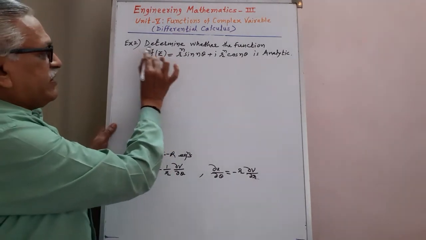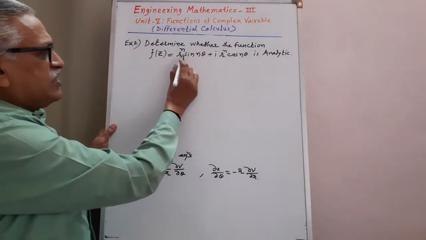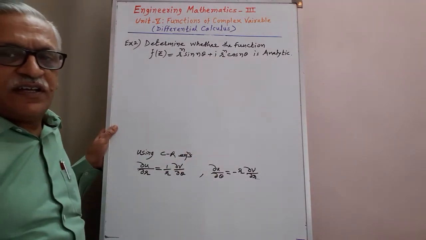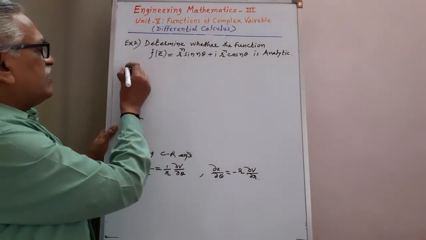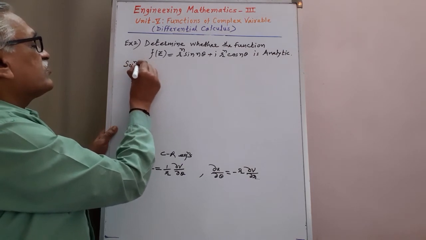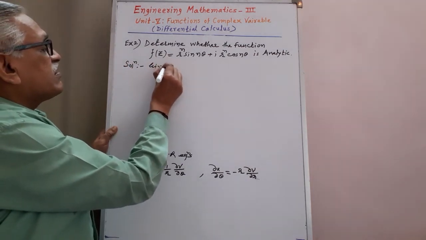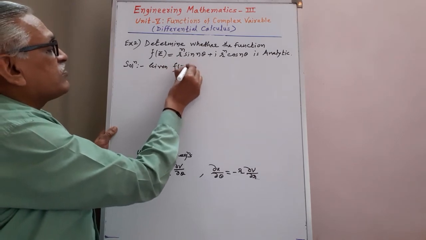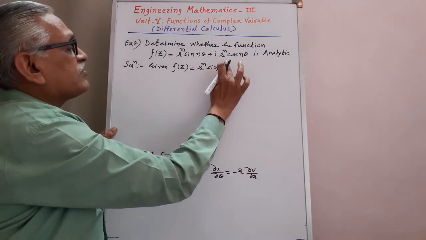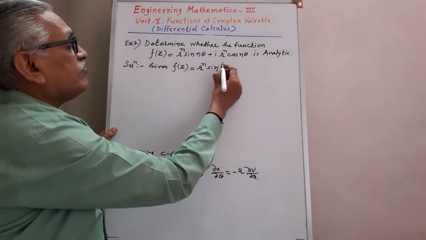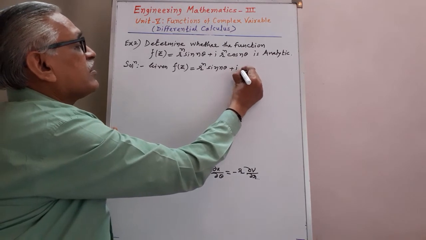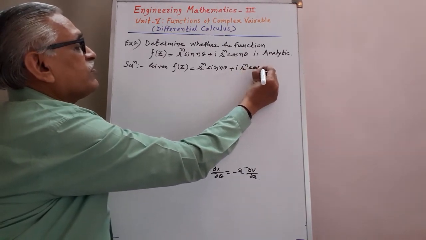Second problem, determine whether the function f of z is equals to r raised to n into sin n theta plus I times r raised to n cos of n theta is analytic or not. Again, it is in terms of r and theta, therefore it is the polar curve. Given f of z is equals to r raised to n sine of n theta plus I times r raised to n cos of n theta.